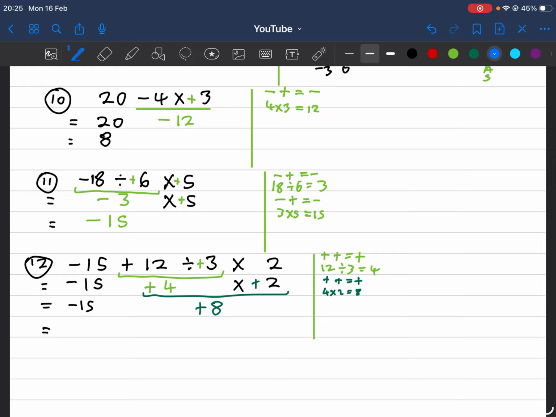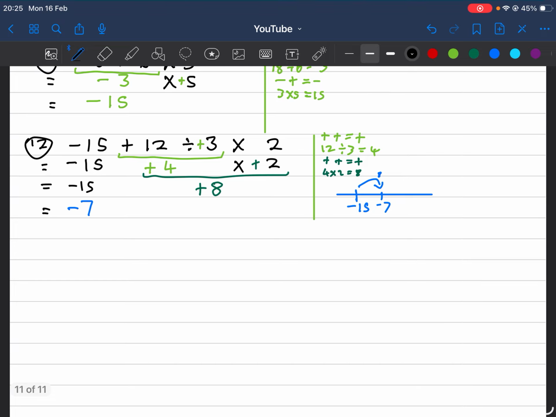Now with negative 15 and plus 8, we come to a number line situation because you're adding and subtracting. So you're at negative 15 and you're going to jump 8 to the right. And when you do jump 8 to the right, you will find that you end up at negative 7. So your final answer is negative 7. Alright, let's keep it rolling. While we're good, let's keep going.